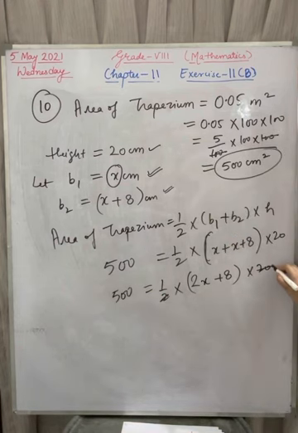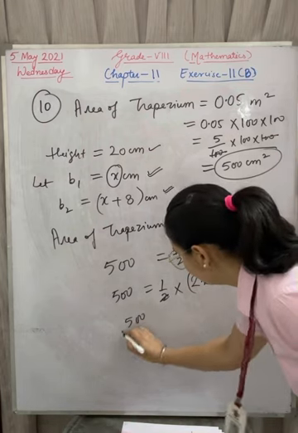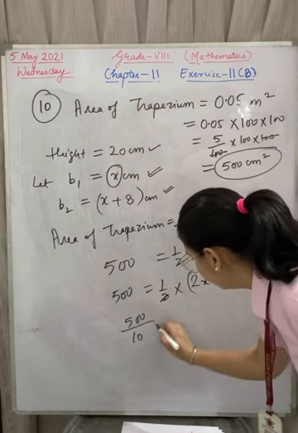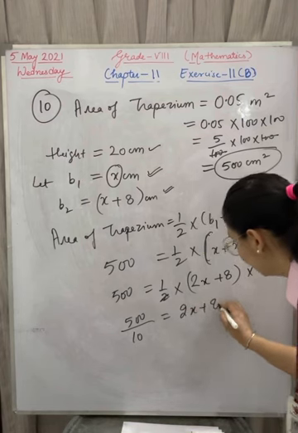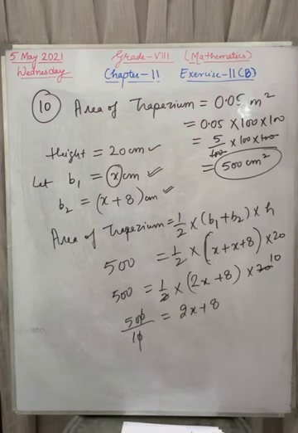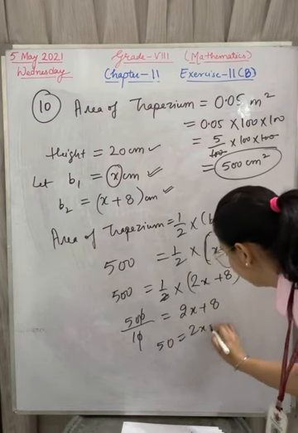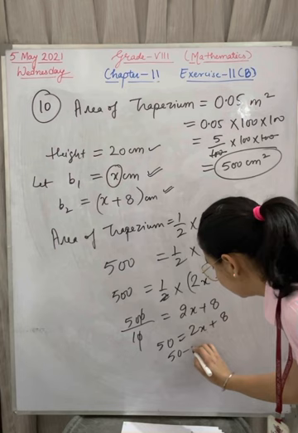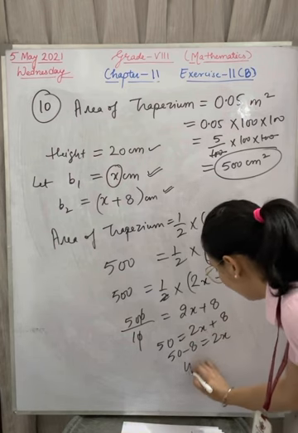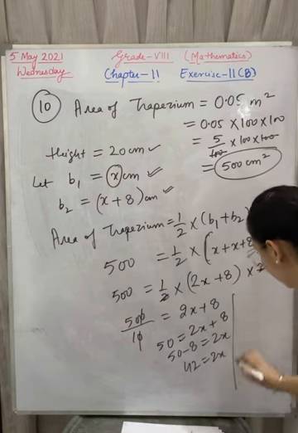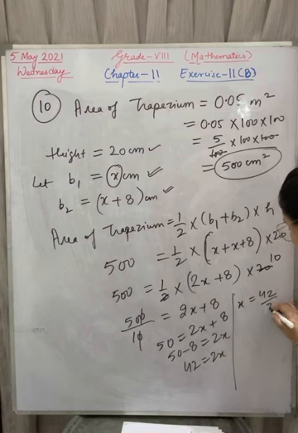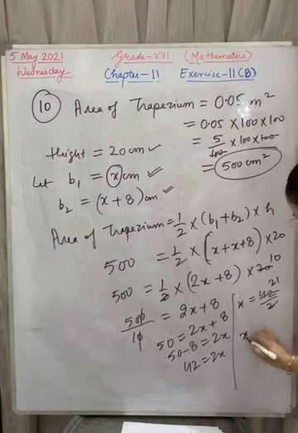2 you can cancel with 10. So what is left? 500 equals, with this 10 going in the denominator, 2x plus 8. 10, 0 and 0 will get cancelled. Okay, 50 equals 2x plus 8. 50 minus 8 equals 2x. 42 equals 2x. So x equals 42 upon 2, that is 21. So x equals 21 centimeter.